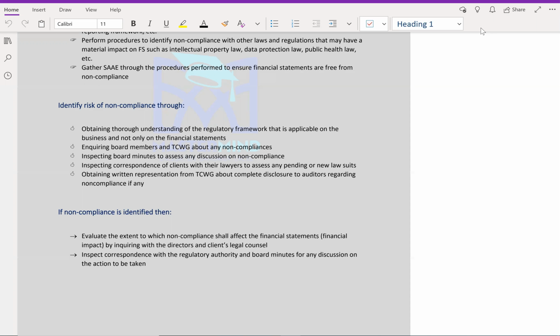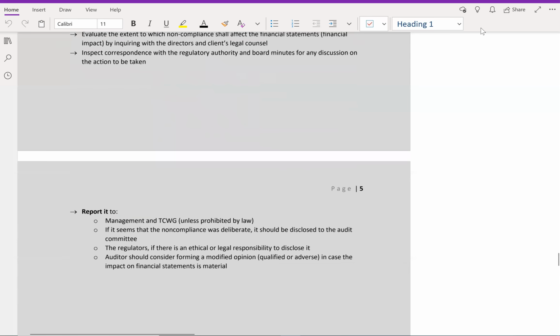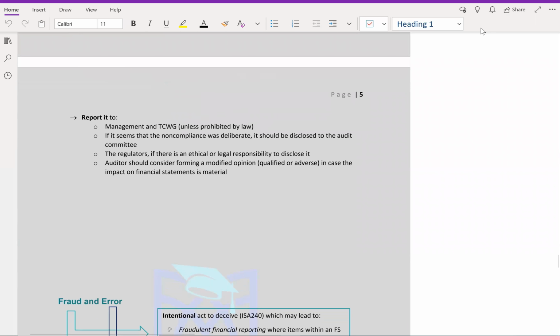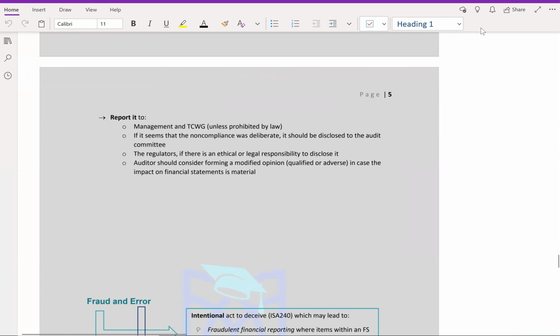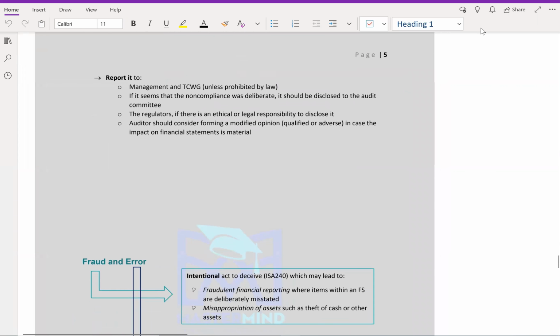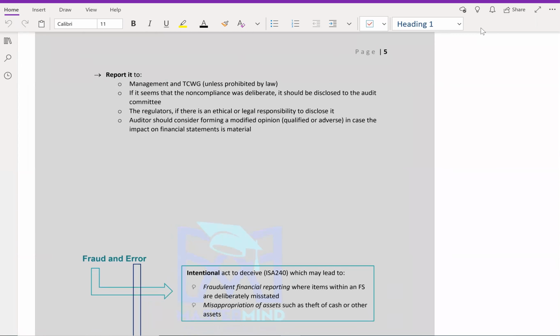By inquiring with the directors and the client's legal counsel, you're allowed to do that. Inspect correspondence with the regulatory authority and board minutes for any discussion on the action to be taken. For example, in Pakistan, for pharmaceutical companies you have DRAP, the Drug Regulatory Authority of Pakistan, and there are certain laws that pharmaceutical companies, especially the ones selling drugs over the counter, need to abide by.